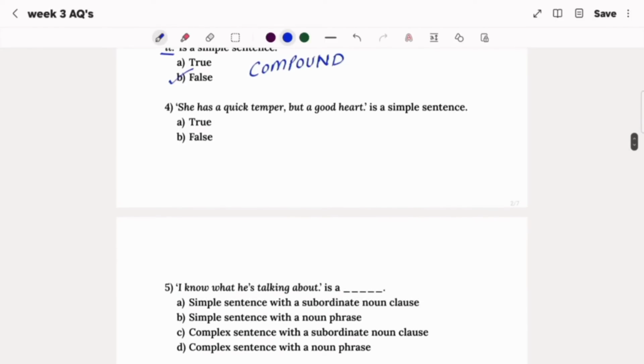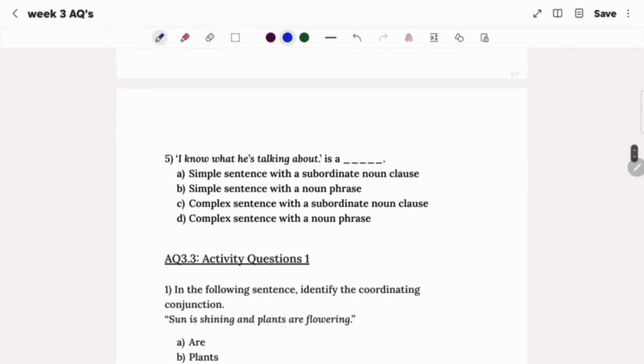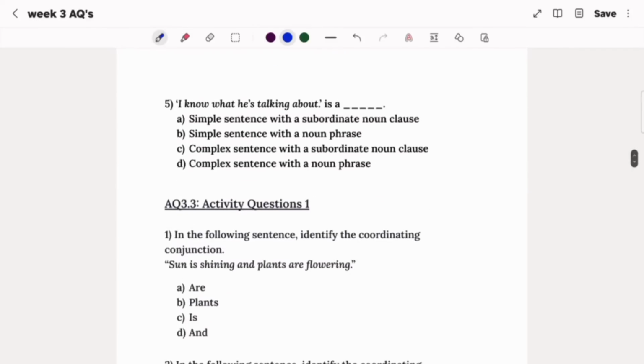She has a quick temper but a good heart. They're saying this is a simple sentence. It is false. It is a complex sentence. If you see, this is the independent clause, and "a good heart" is a dependent clause. One independent clause or main clause and any number of dependent clauses, joined by "but", is a complex sentence.